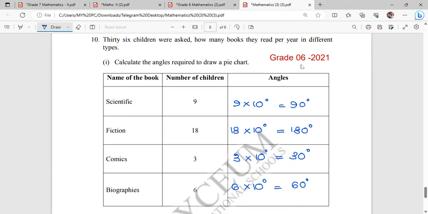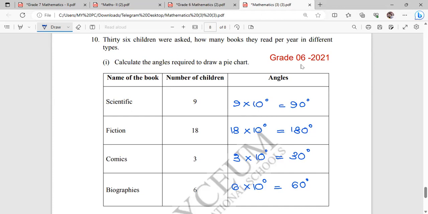So here, if there are 9 children, that is 9 into 10; 18 children, 18 into 10; 3 children, 3 into 10; and 6 children, 6 into 10. Now, after getting this chart, I will show you how to draw the pie chart. Before that, I will take this information to my paper.